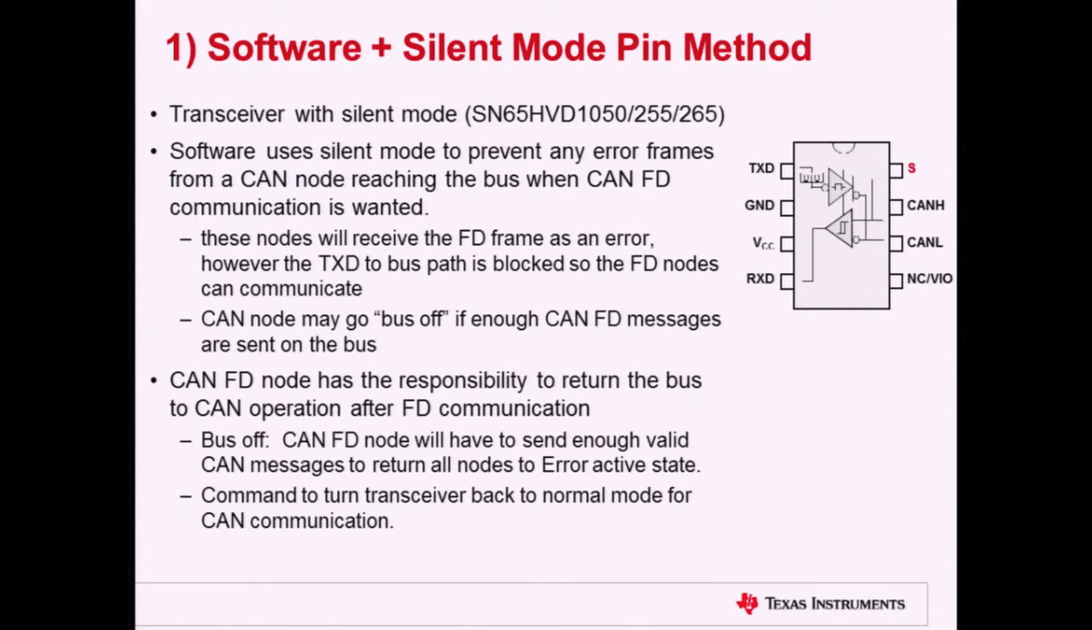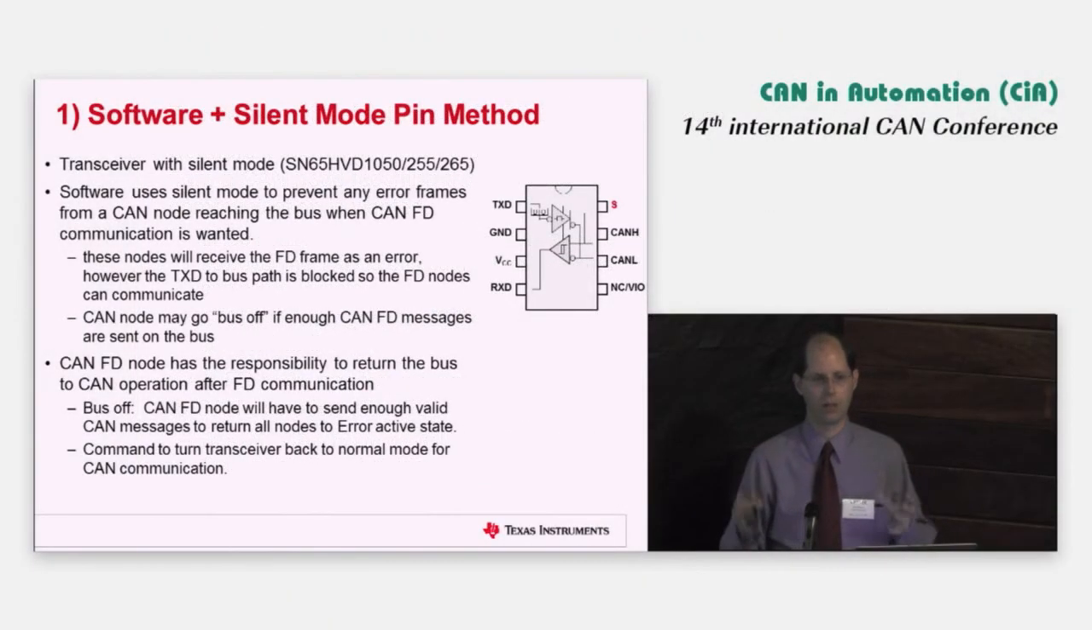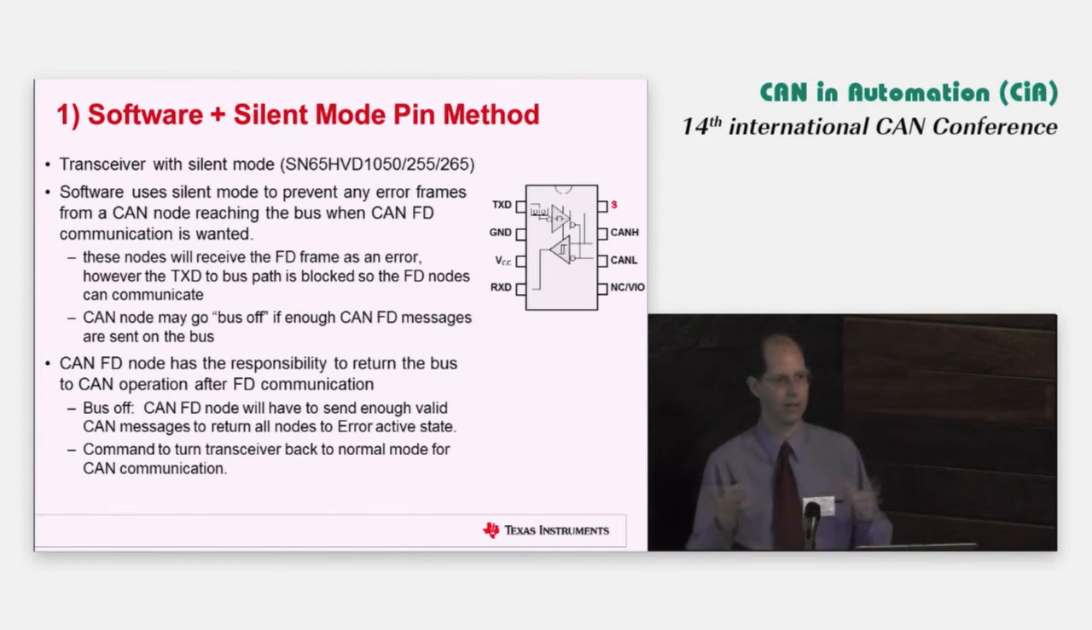So if we have the opportunity to either build new ECUs or the ECUs that are in the field, if they used the S pin and they're reflashable, we have an upgrade path where we can actually use this and create a new mode where they can become FD tolerant, so to say. So we use the software, and we basically send a regular CAN message from an FD node out to the network that says all CAN nodes go into silent mode.